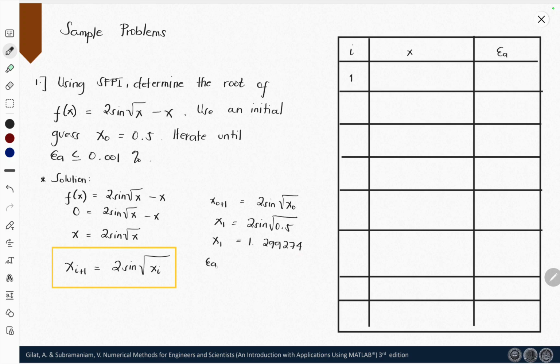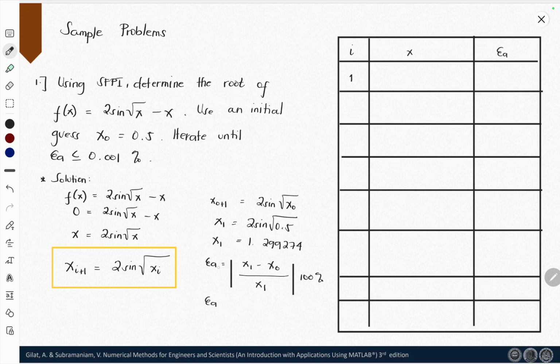So the error for the first iteration, since we already have an initial guess of x sub 0, and this is already the first iteration compared with the bisection and regula falsi, in the first iteration here we have an approximate error. So our approximate error is x sub 1 minus x sub 0 over x sub 1, absolute value, times 100%.